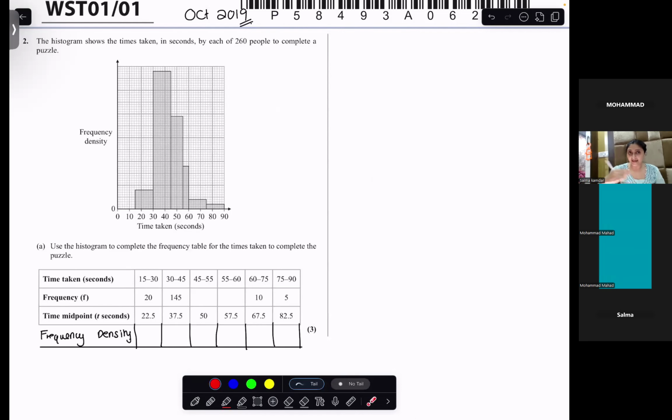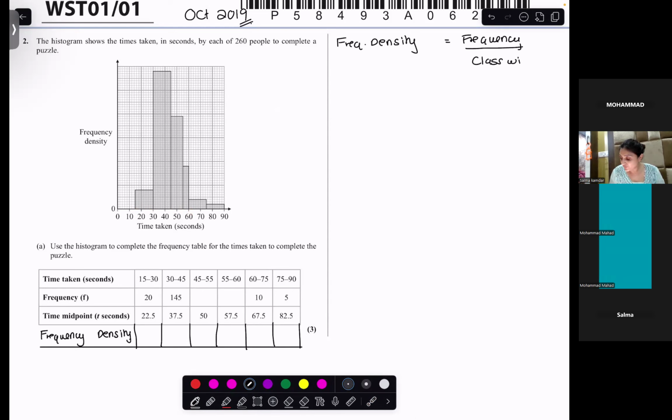Before I go to anything ahead, I would first check if the classes are continuous. I can see the classes are continuous. There are no gaps in the problem, so the problem is perfectly fine. After that, even before reading ahead, I will write down the formula of frequency density. Frequency density is frequency divided by class width.